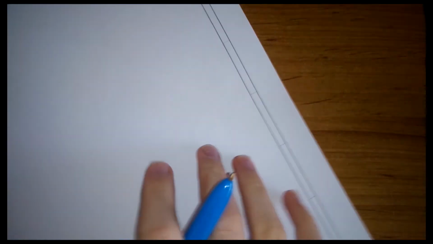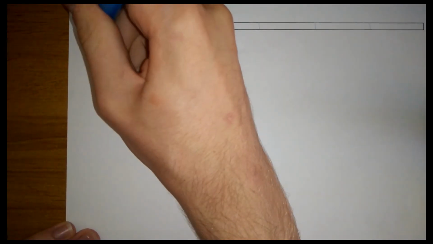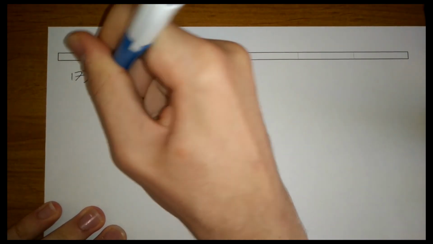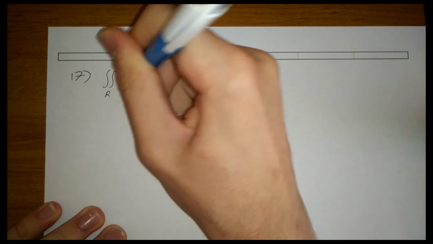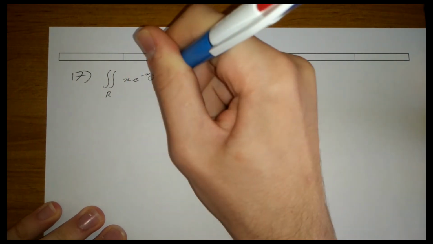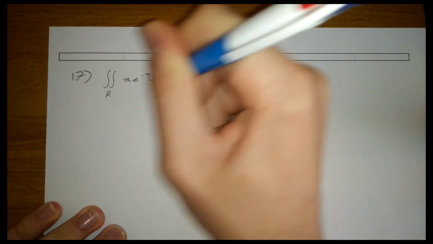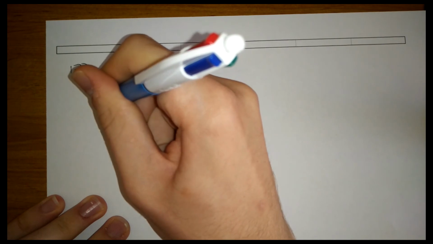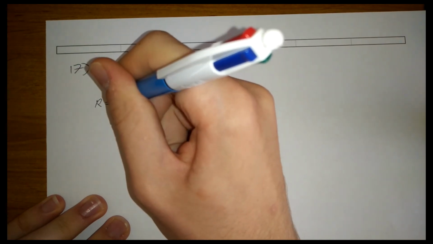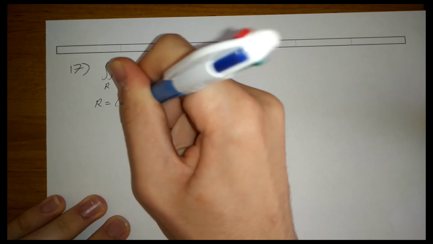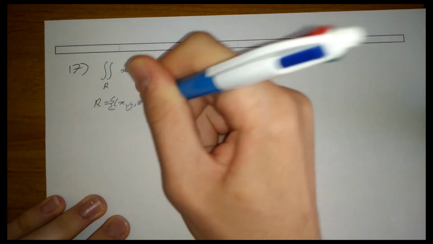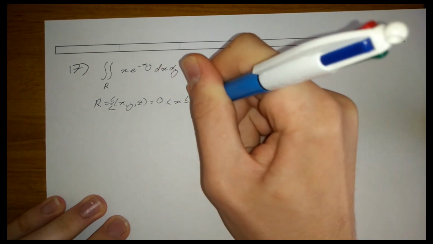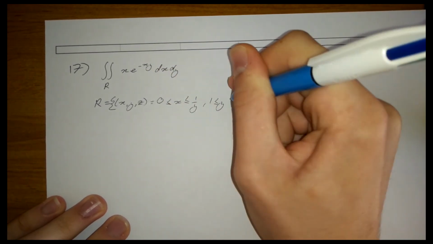Finally, last but definitely not least, number 17. Evaluate the double integral over the region R. So the double integral is e to the negative xy dx dy. And the region is (x, y) such that 0 is less than or equal to x, which is less than or equal to 1 on y, from y is less than.